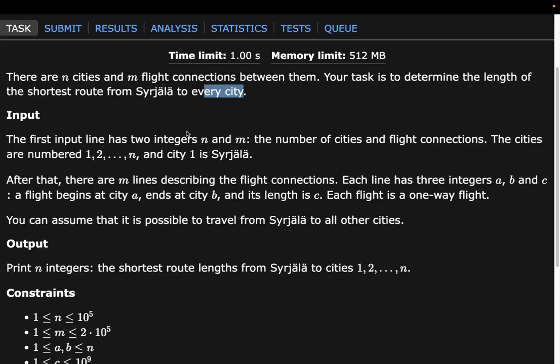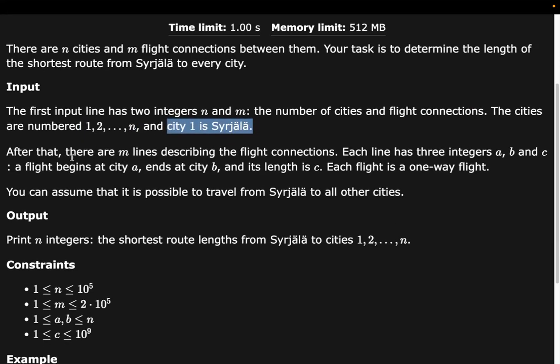So the first input line has two integers n and m, the number of cities and flight connections. The cities are numbered from 1 to n and city 1 is Syrjälä. After that, there are m lines describing the flight connections. Each line has three integers a, b, and c. A flight begins at city a, ends at city b, and its length is c. Each flight is a one-way flight.